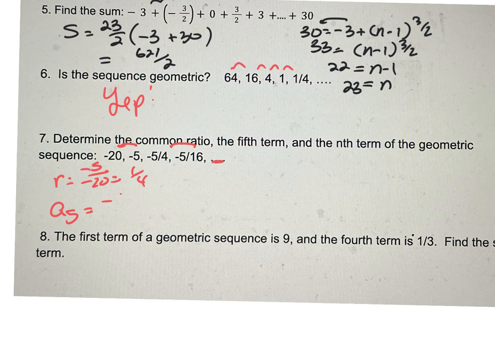The fifth term, find the fifth term, that's just the next term, by the way. The way you get each following term is you multiply it by R. They're just multiplying by 1/4, 1/4, 1/4. So I'm going to multiply the top by 1, the bottom by 4. There's the fifth term.